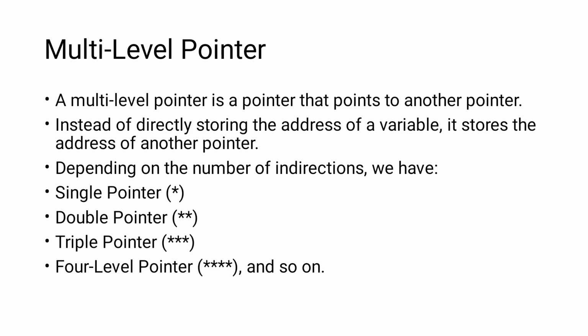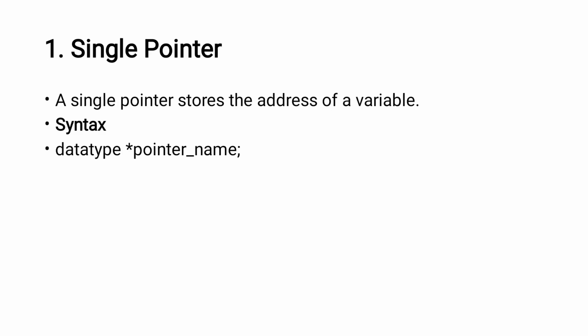Now we are going to see what a single pointer and a double pointer are. A single pointer stores the address of a variable. The syntax is data type, star, pointer name. The data type may be any data type: integer, float, or char. The pointer name is optional; you can give any name. This is the syntax for a single pointer.